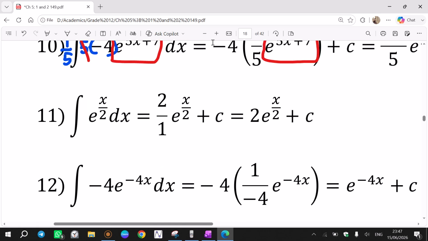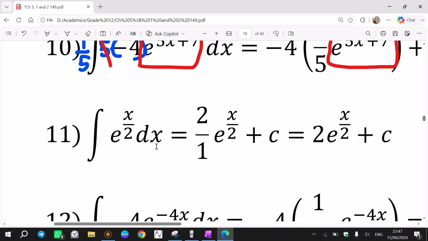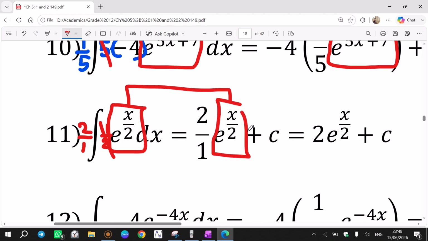This question, derivative of power is 1 over 2. I don't have 1 over 2 outside. Then I write 1 over 2. To keep the balance of 1 over 2, I write 2 over 1 outside. Now, derivative of the power is 1 over 2. The 1 over 2 gets cancelled. E power x over 2 stays the same. This is e power x over 2. And the 2 over 1 outside stays. It's multiplication. 2 over 1 is just 2. So at the end, we get 2e power x over 2 plus c.